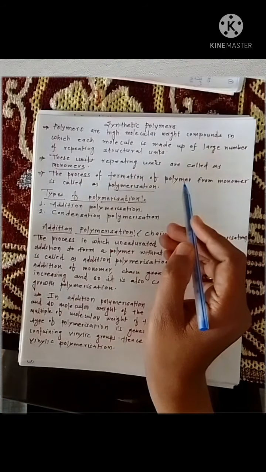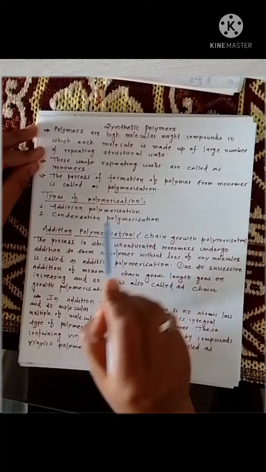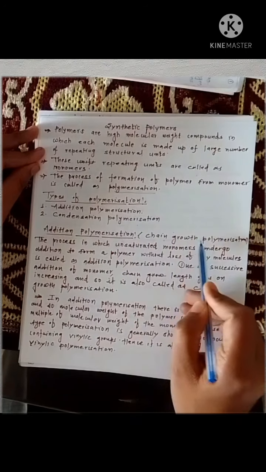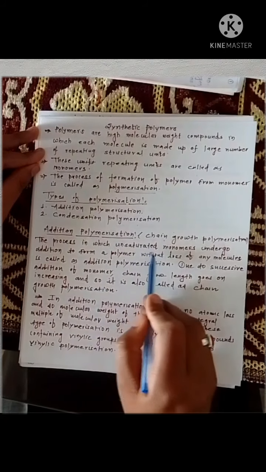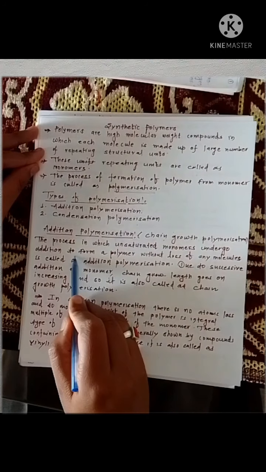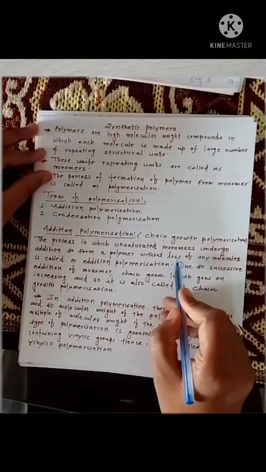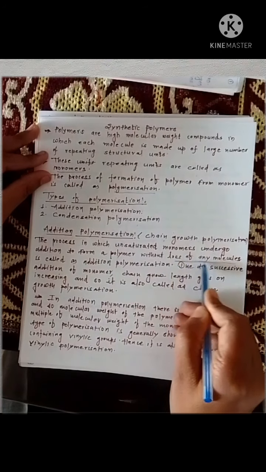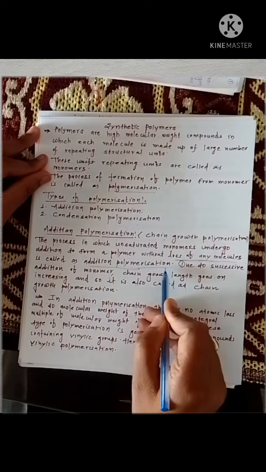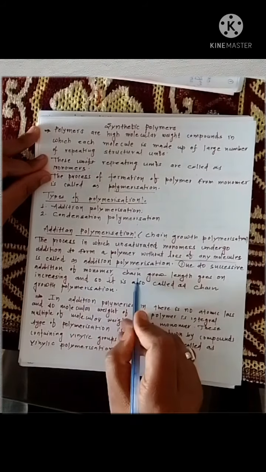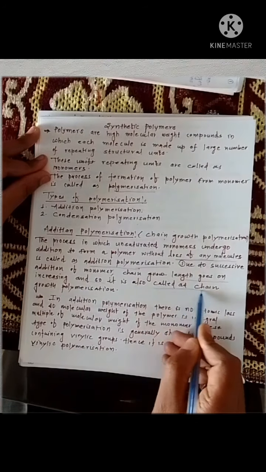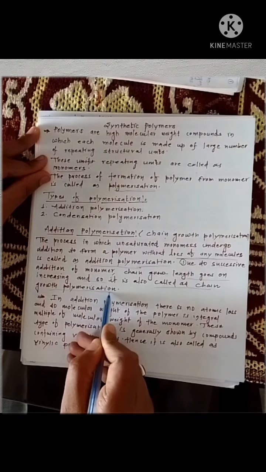There are basically two types of polymerization. First is addition polymerization, second is condensation polymerization. What is addition polymerization? It is also known as chain growth polymerization. The process in which unsaturated monomers undergo addition to form a polymer without the loss of, this is important, without the loss of any molecule is called addition polymerization process or addition polymer. Due to the successive addition of monomer, chain length goes on increasing, and so it is also known as chain polymerization or chain growth polymerization.